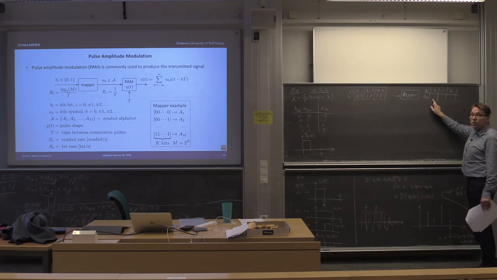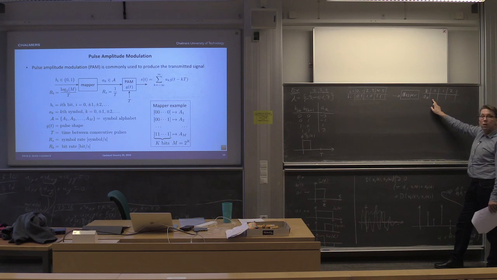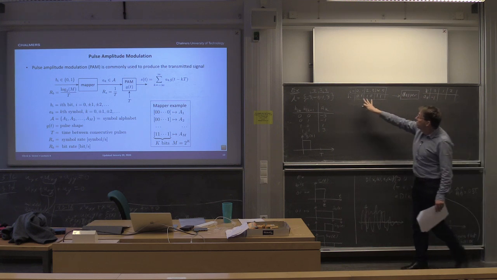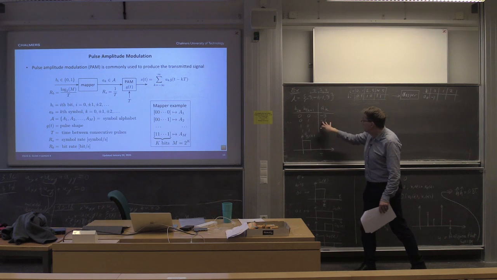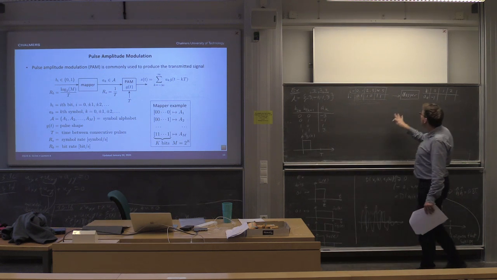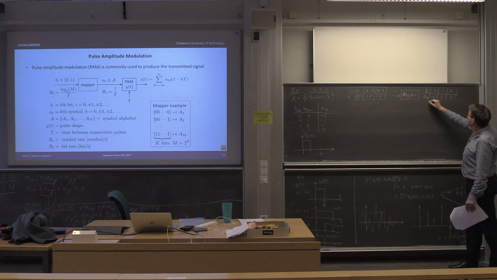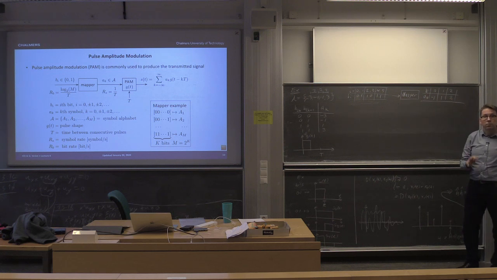So what is the first symbol? -1. Why is that? 0, 1 gives -1, right? Second? 1, I think, yes. And then the third is just 3, like this. Okay. So that's the mapping, right?